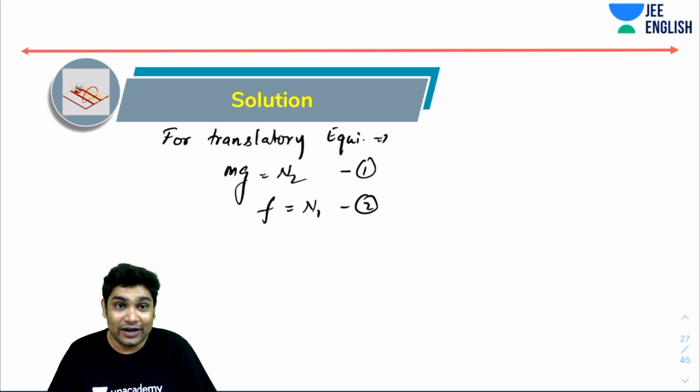N2 I already found was mg. Or in other words, W was given to me, right? So W I already know as N2. All I need to calculate now is either F or N1 because both are equal.